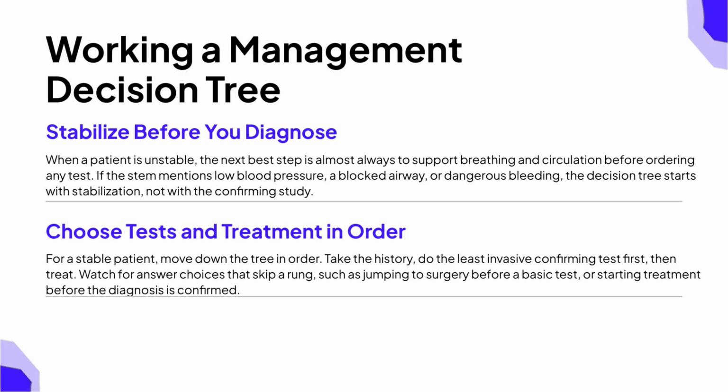The second principle is to choose tests and treatment in the right order. For a stable patient, take the history, do the least invasive confirming test first, and then treat. Watch closely for answer choices that skip a rung, such as jumping to surgery before a basic test or starting treatment before the diagnosis is even confirmed.